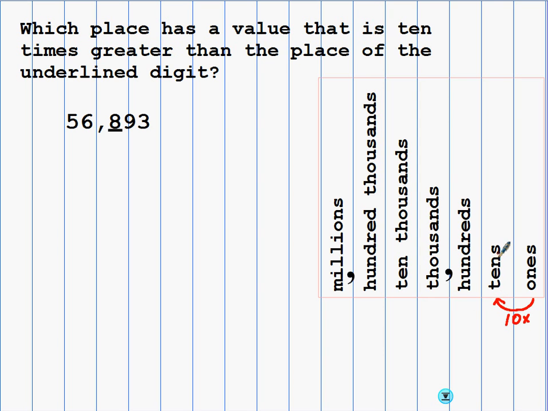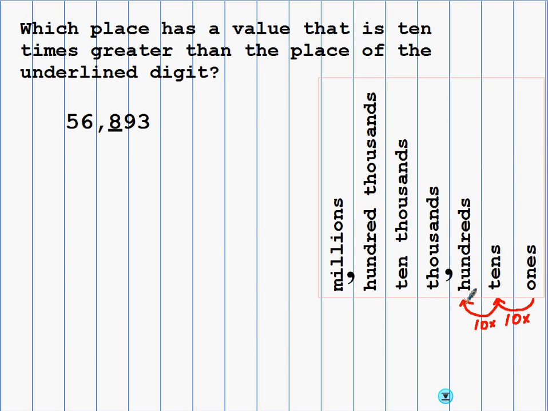Now, if I move from my tens place to my hundreds place, think about this. It takes 10 tens to make 100. So my hundreds place is 10 times my tens place. So again, if I move one place to the left, the value of that place will increase by 10 times.